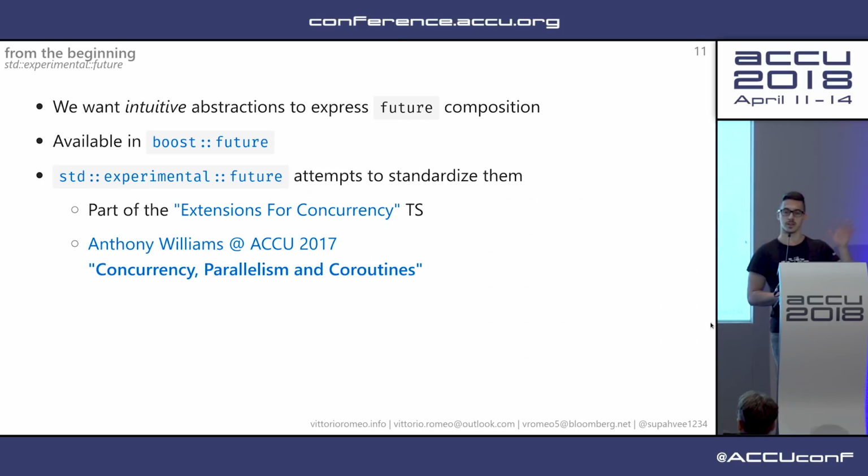As long as you define some macros at the beginning, they will expose .then, when_all, and when_any for you. And this is what we're going to use in some of our examples. Also, last year here at ACCU, Anthony Williams gave a really, really good talk about concurrency and parallelism with coroutines, covering not only the extensions for concurrency TS, but all the upcoming additions to the standard library. And I strongly recommend it if you are interested in the subject.